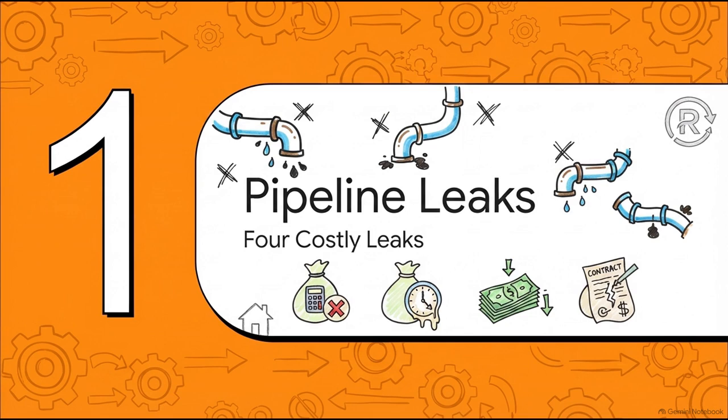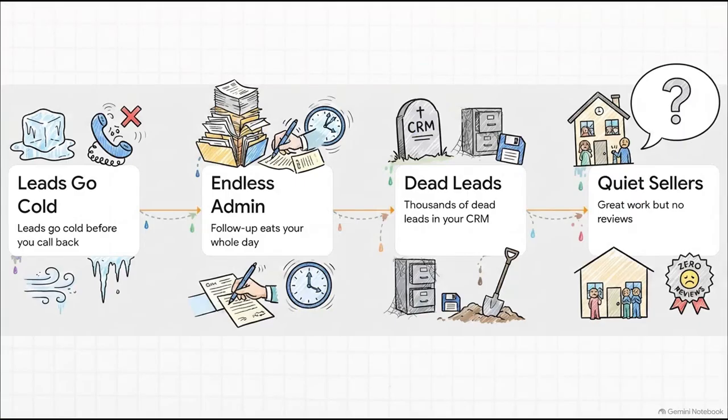4 costly pipeline leaks. We have to start by looking at a universal problem in this industry, and it's a fascinating premise. The admin work you absolutely hate doing is exactly the work that loses you deals. Every real estate pipeline leaks in these exact same 4 places. Leak number 1, leads go cold before you can even call them back. By the time you respond, they've already called 3 other agents.